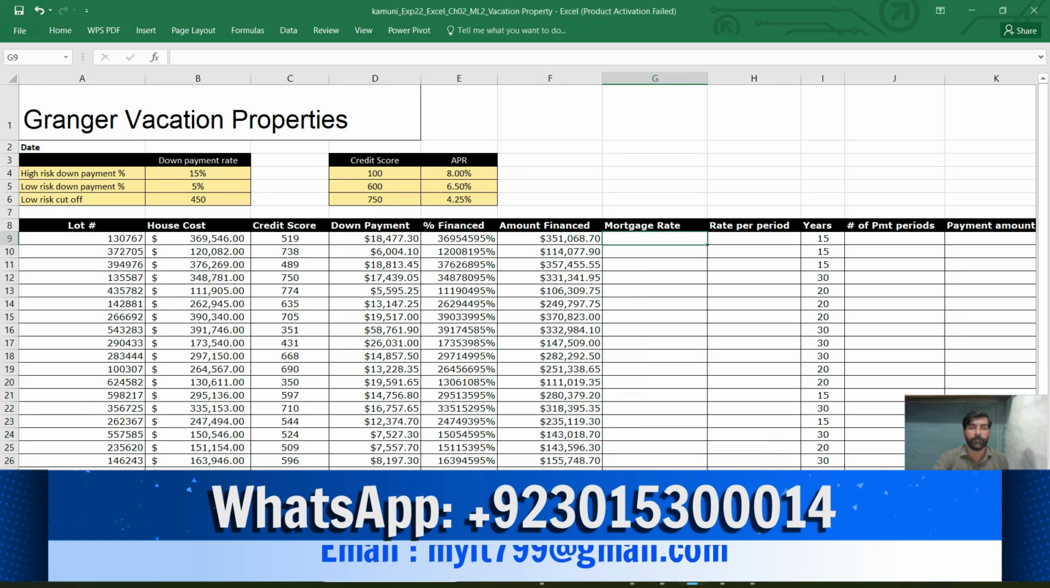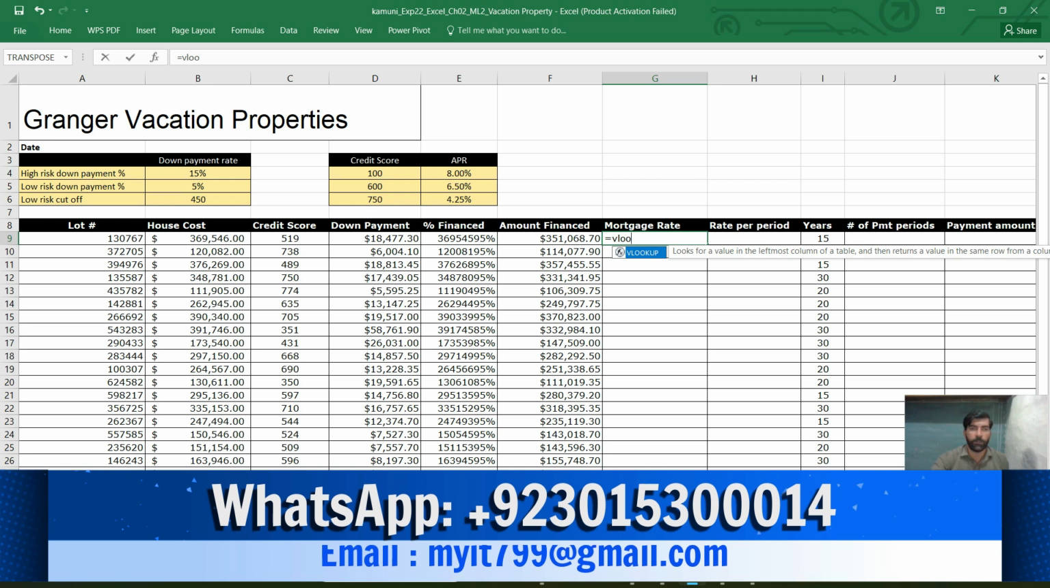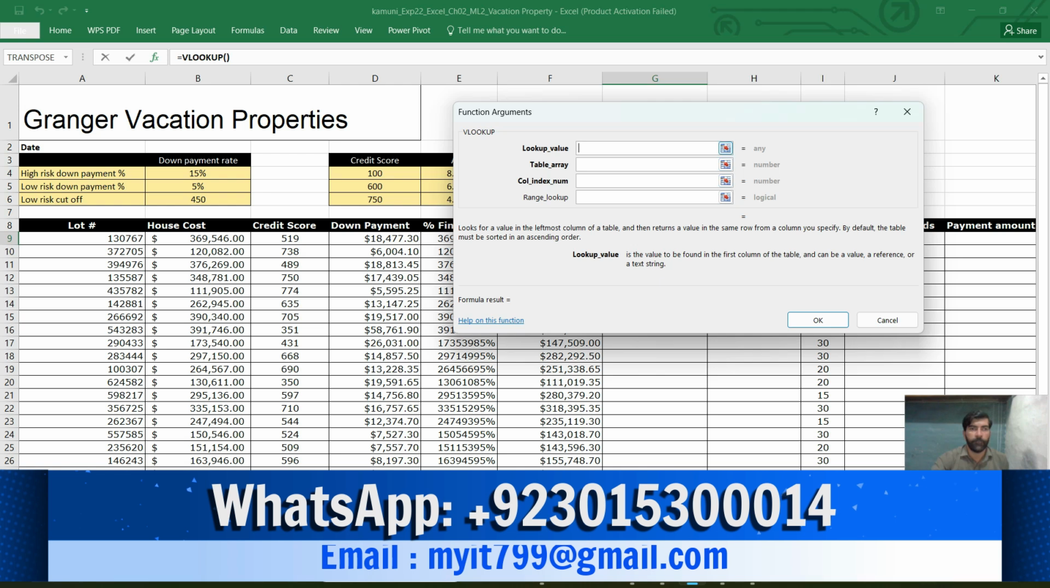This is G9, and we have to put equal VLOOKUP. When we write VLOOKUP, the function shows here. I just double click it, and in the VLOOKUP, the instruction says that the credit score is the lookup value or customer reference. So this is the credit score, and C9 we place here.